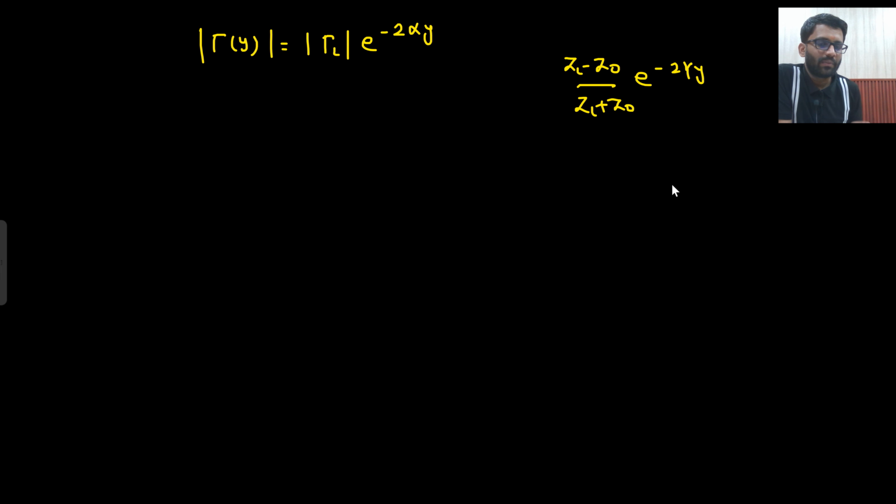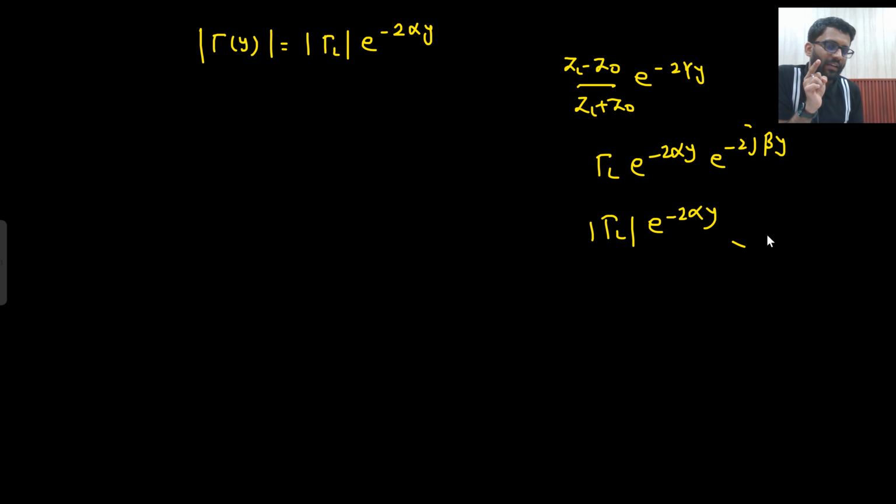And what is gamma? Gamma is alpha plus j beta. So this is your gamma L only, e to the power minus 2 alpha y, e to the power minus 2 j beta y. This gamma L will also have some phase. So if you need to take the magnitude only, mode of gamma L, you take e to the power minus 2 alpha y, and the rest will be phase. Now, they are only talking about the magnitude.